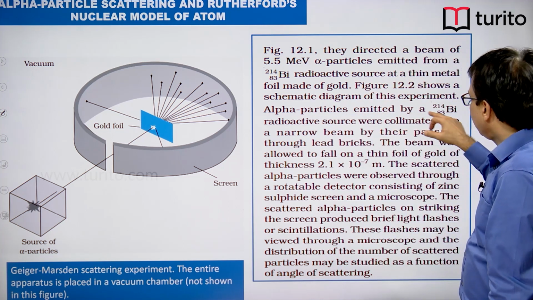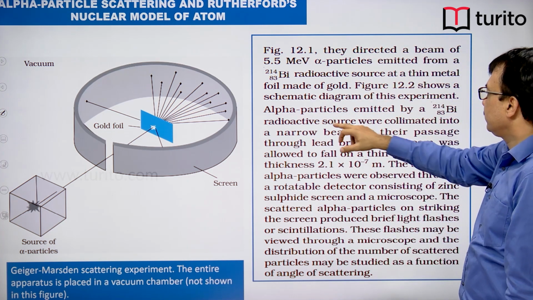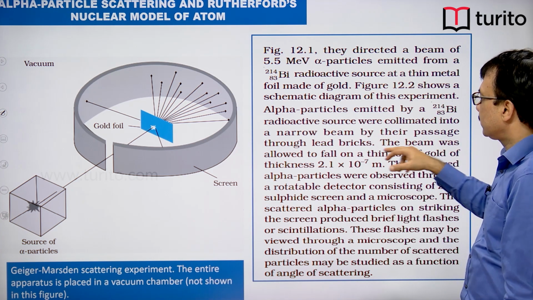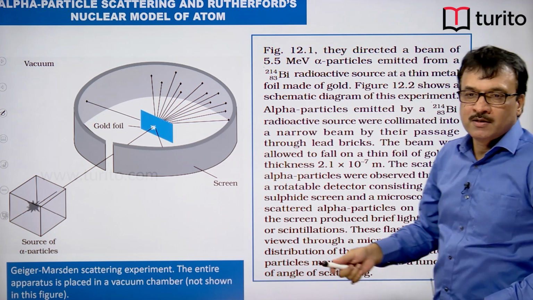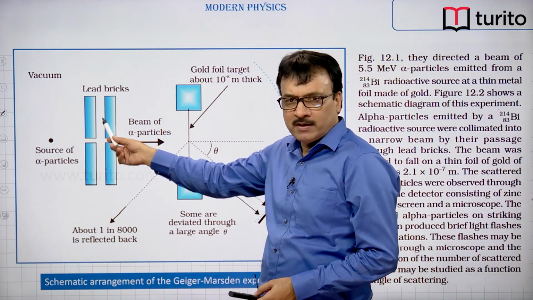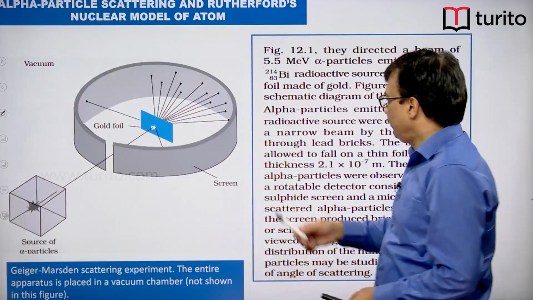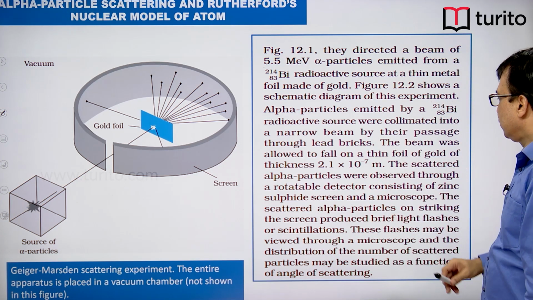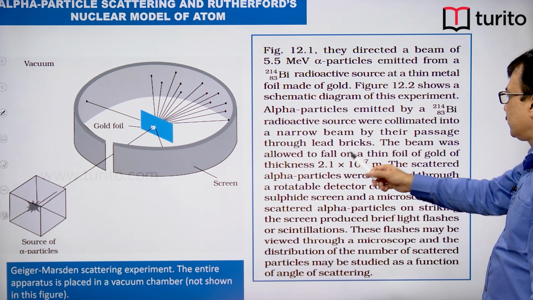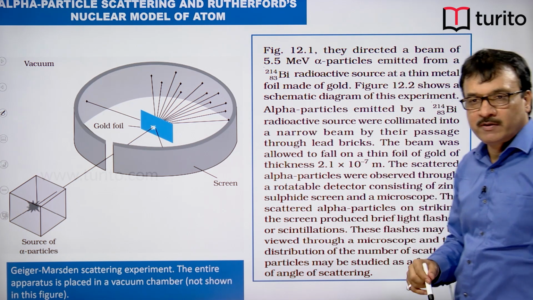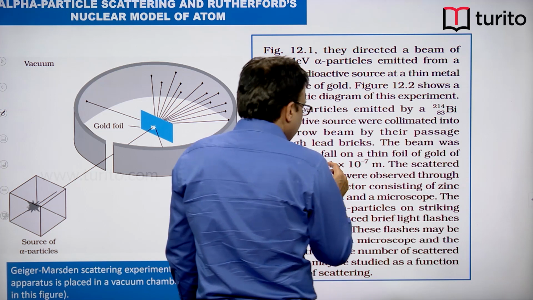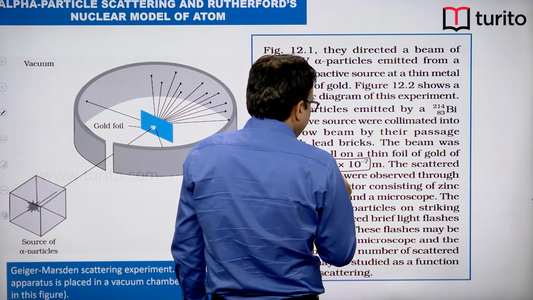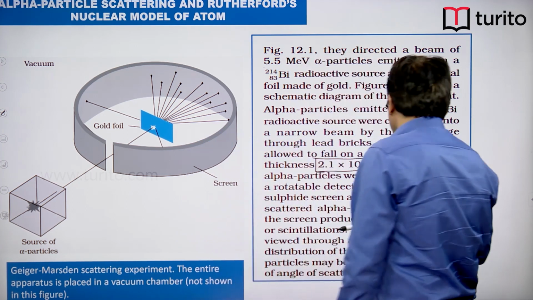Alpha particles emitted by this radioactive source were collimated into a narrow beam by their passage through lead bricks. So, lead bricks were put. This is another diagram I will show you later. The beam was allowed to fall on a thin foil of gold of thickness 2.1 times 10 to the power minus 7 meter. So, some data you must also remember. Thickness of gold foil is around 2.1 times 10 to the power minus 7 meter.